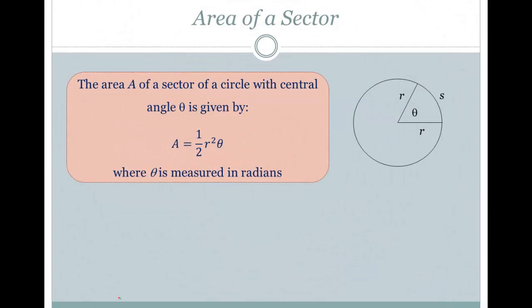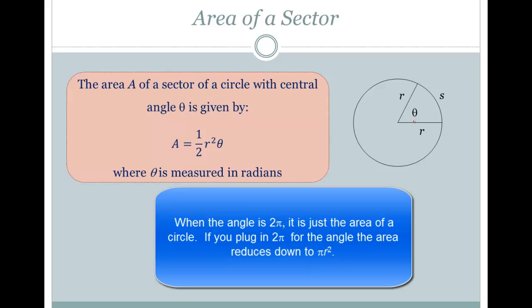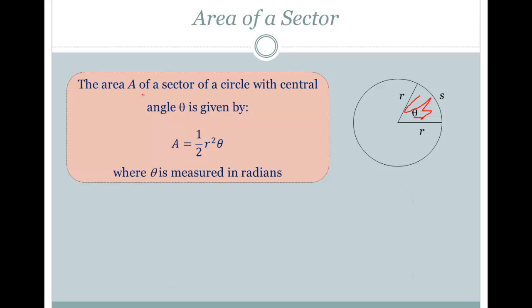Area of a sector is 1/2 r squared theta. Obviously, if it was a complete circle, we know it's pi r squared. But if I wanted to just know what that area is, it's 1/2 r squared theta. So the area of a sector is given by this equation here. And again, my theta is in radians.